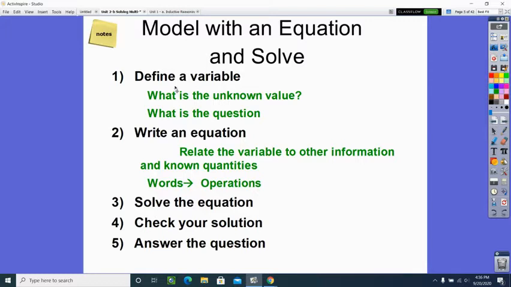What is the unknown value? We've talked about that in Unit 1. And you look to the question to figure out what is that missing piece of information. You're then going to write an equation using the numbers that are in the problem, not doing math in your head. You're going to use all the numbers in the problem. You're going to switch those words to operations, make an equation. The third step is going to be to solve that equation like we just did in the previous slide, showing all your steps. The fourth step is to check your solution like we just did. And the fifth step is to actually answer the question.